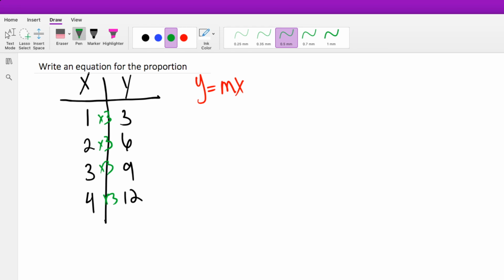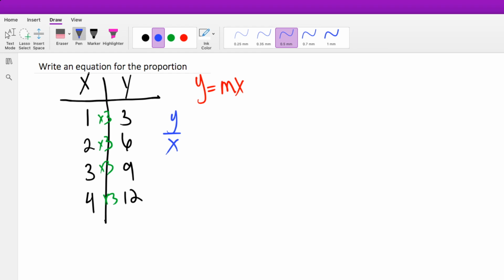So now what on earth do we do? Because we can't just say multiply by 3 and call that an equation. We need to do y over x. This is going to give us a slope. Now that we know what this little function is, we just plug in our values.